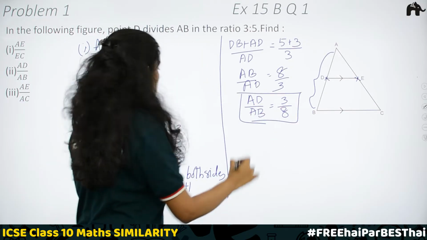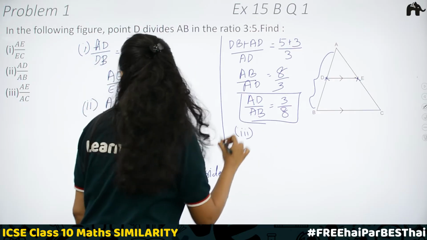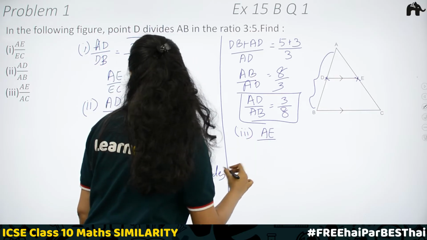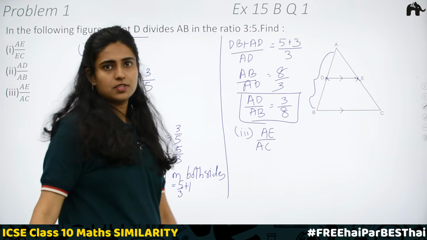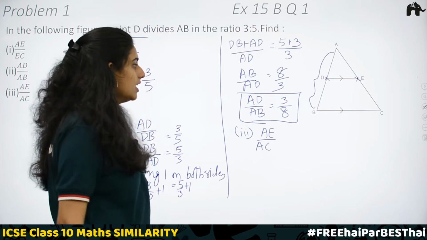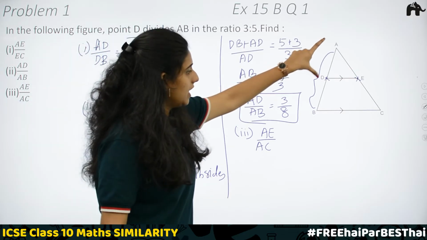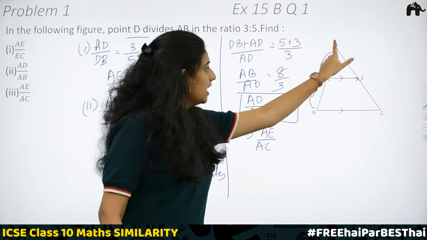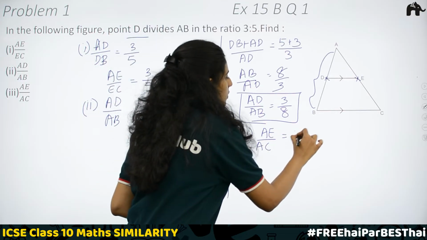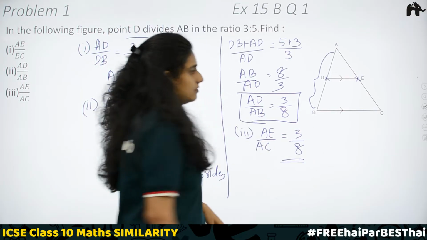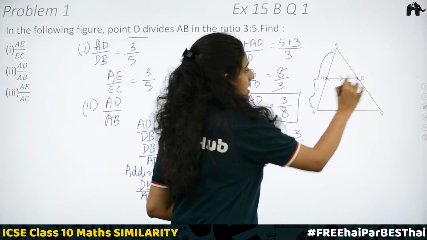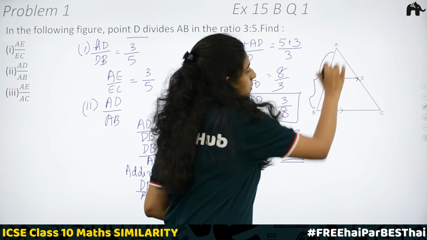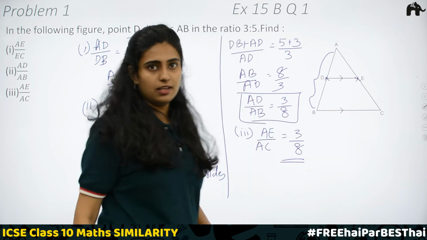Now, the third one, we need to find AE by AC. What is AE by AC? Here, we have AD by AB, which is equal to 3/8. Then AE by AC will also be equal to 3/8, because this line DE is parallel to BC. Since this line is parallel to BC, it cuts both the sides in equal ratios.